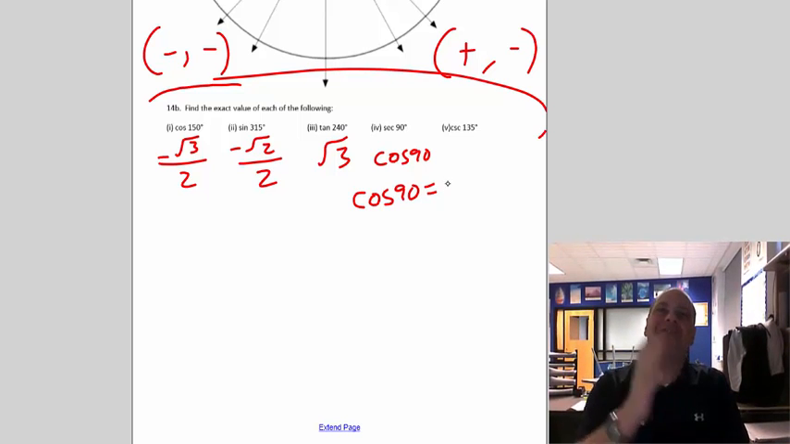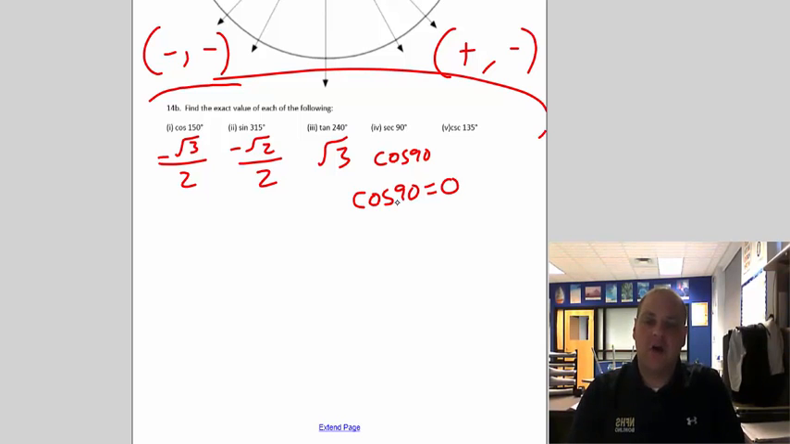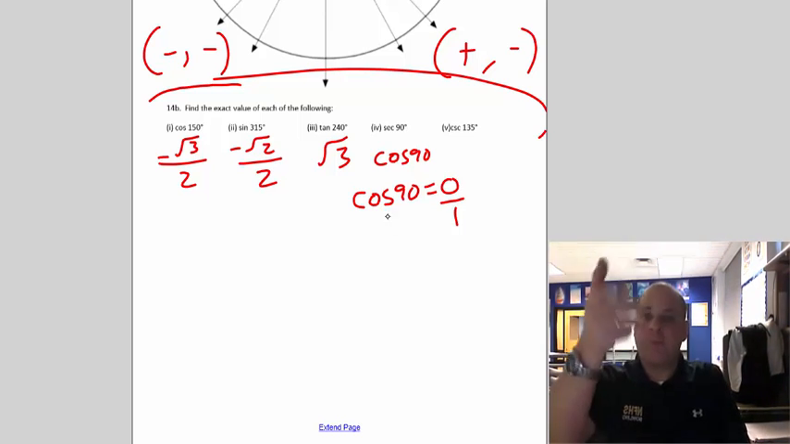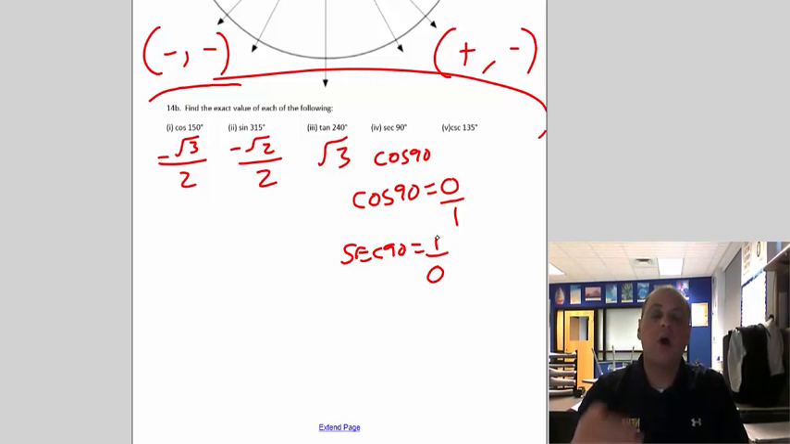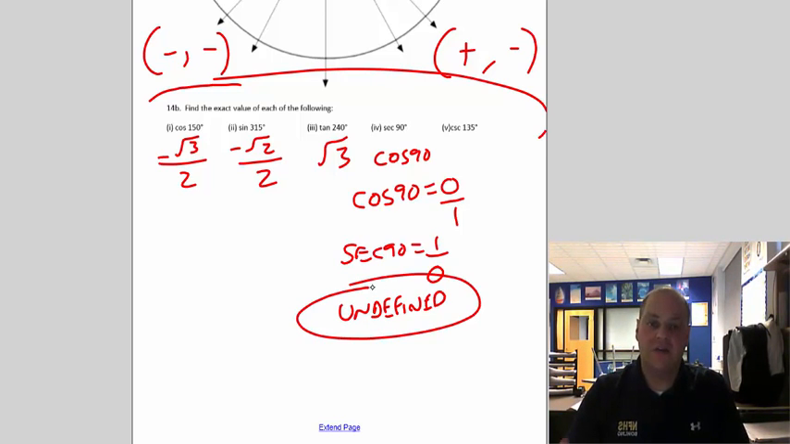cos 90 is 0. Cos 90 is 0. Okay, so it's 0 over 1, right? So if you flip that, you get the secant of 90. The secant of 90 is the reciprocal of 0 over 1, which is 1 over 0. 1 over 0 is undefined. So the answer for secant 90 is undefined, okay?